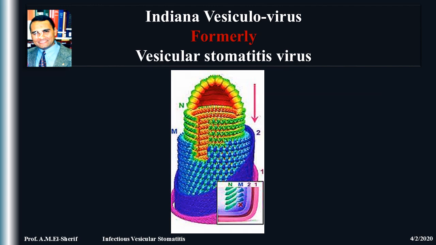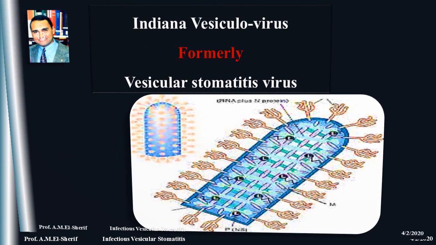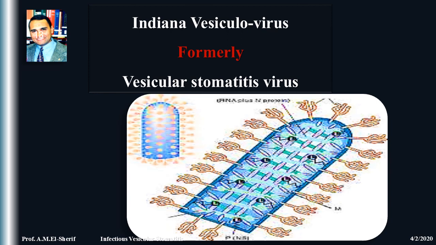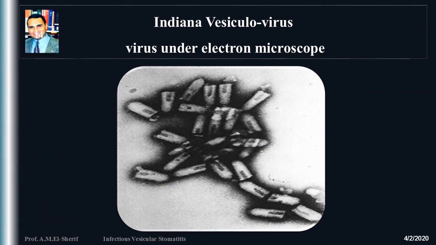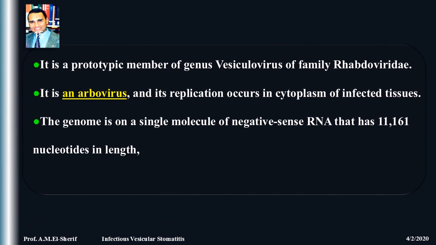Indiana vesiculovirus, formerly vesicular stomatitis virus, takes a bullet-like shape. It is an RNA virus. This picture of the Indiana vesiculovirus under the electron microscope is taken directly from affected tissues. It is a prototypic member of genus Vesiculovirus, family Rhabdoviridae.